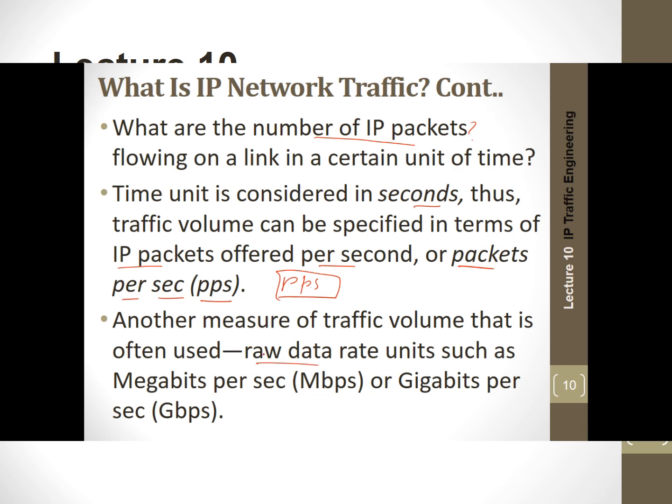That raw data rate units such as megabits per second, we also write it as Mbps or Gbps. So students, we need to keep in mind here that the traffic volume can be specified in terms of packets, and the traffic volume can be specified in terms of raw data. So if it is specified in terms of IP packets, it will be counted as PPS, and if traffic volume is measured in the form of raw data, that would be measured in megabits per second or gigabits per second.